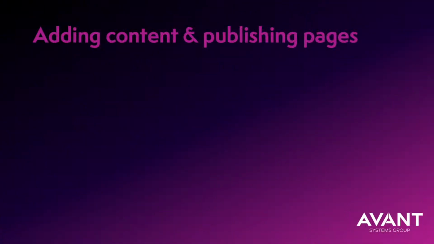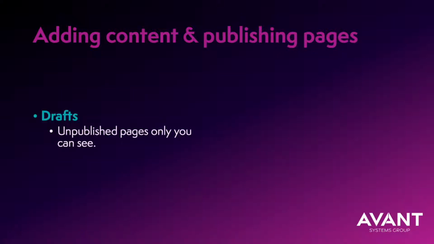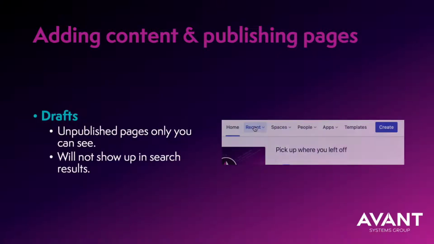Now that you've got a template selected, let's get to work and add content to your page. Content can include text, emojis, tables, multimedia, and more. We'll talk about how to use all of these things shortly. As you add content and make edits, your page is automatically saved as a draft. Drafts are unpublished pages that only you can see and will not show up in search results. To find drafts that you'd like to come back to, use the main navigation bar and select Recent, then Drafts. Any drafts that are saved will display below.